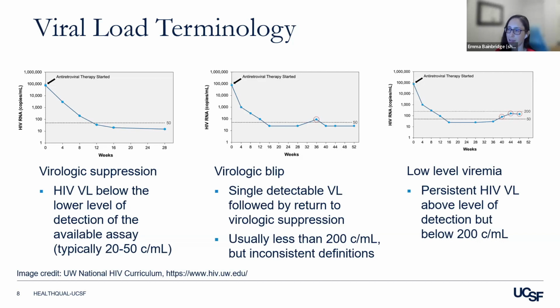And again, in the past, low-level viremia had some different definitions. So prior literature was a little bit more permissive for how high your viral load could be. And essentially low-level viremia is if you have a blip and then it continues to be above. You don't have 2 blips in a row, that becomes low-level viremia.